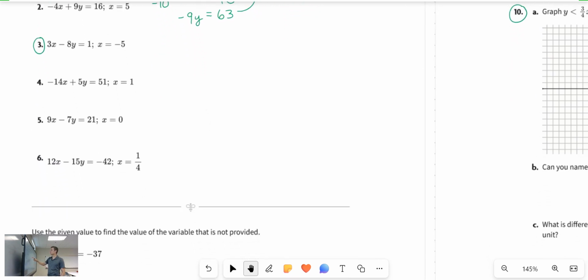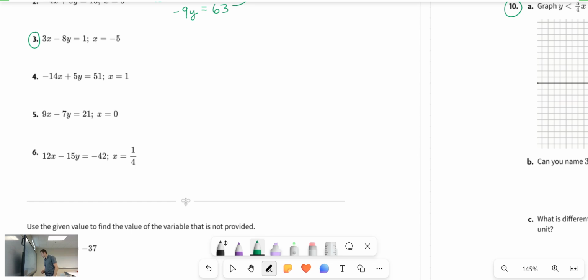Now we're going to move on to question number 3. And our value that we can substitute right off the bat is x equals negative 5. So we're going to rewrite our equation and replace any x we see with negative 5. So 3x, or 3 times negative 5, minus 8y, equals 1. We're going to simplify a little bit. 3 times negative 5 is negative 15. So we have negative 15 minus 8y equals 1.